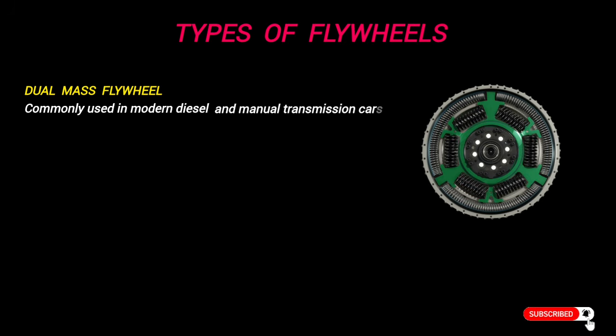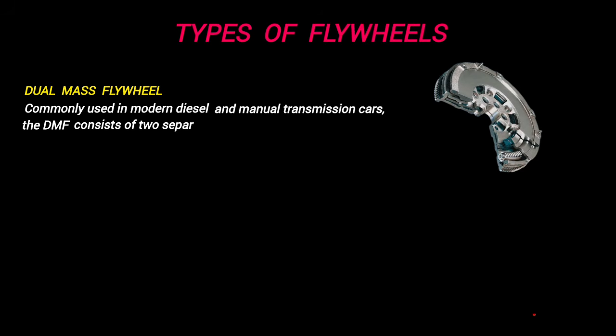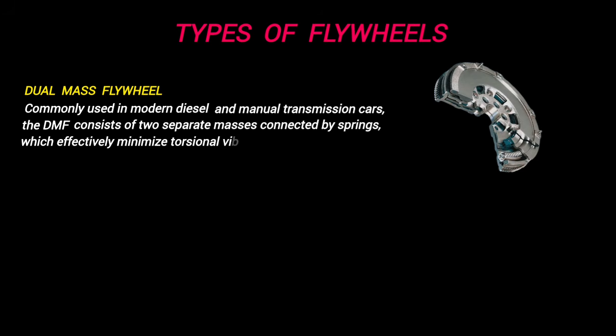Types of flywheels. Dual mass flywheel. Commonly used in modern diesel and manual transmission cars, the DMF consists of two separate masses connected by springs, which effectively minimize torsional vibrations and protect the gearbox.